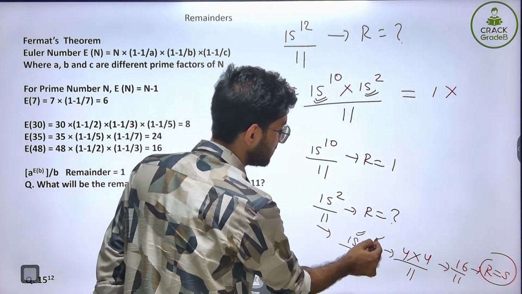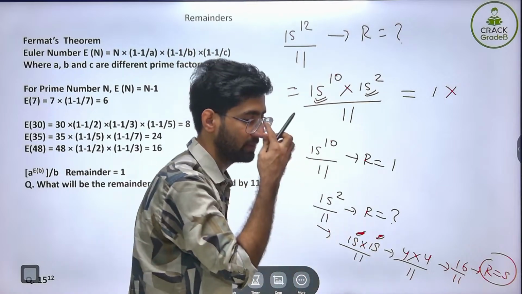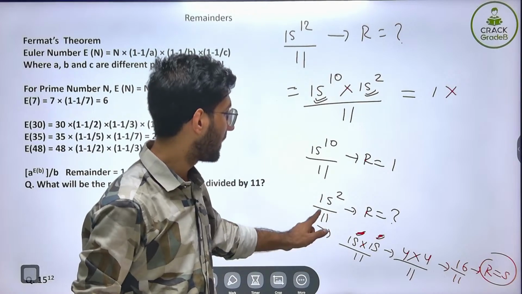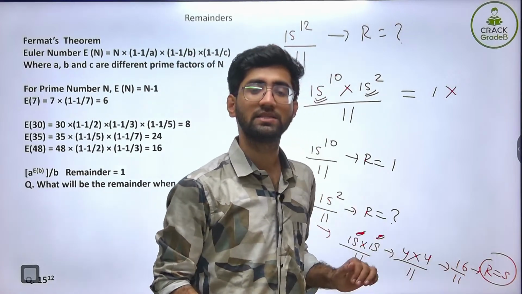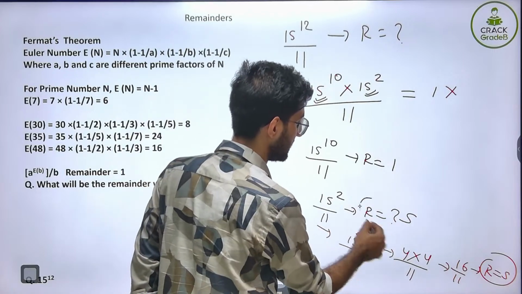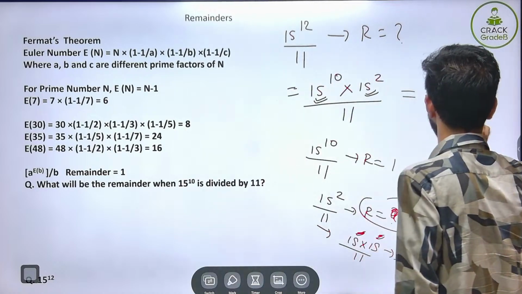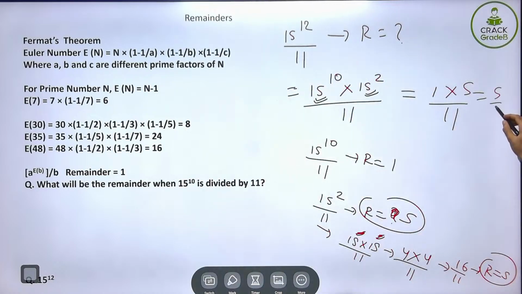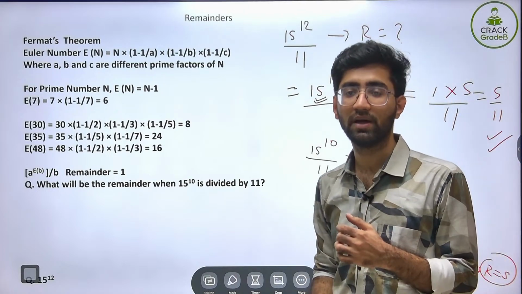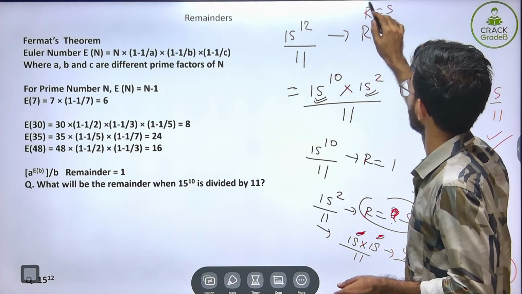See, why did we write here 4 into 4? Because we divided these numbers, 15 and 15, by 11 separately. So if you divide 15 to the power 2 by 11, the remainder is equal to 5. So basically 1 into 5 by 11. Now tell me, if you divide 5 by 11, what will be the remainder? The remainder is going to be equal to 5. So the correct answer of this question is remainder equal to 5.